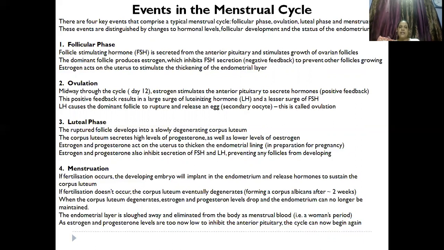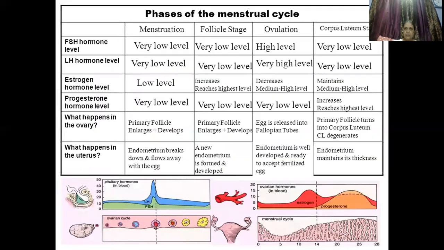Okay, so if the fertilization occurs, so if the sperm enters into the female reproductive system and if the fertilization occurs, the developing embryo will implant in the endometrium and release the hormones to sustain the corpus luteum. That means once the egg is fertilized, the process of cleavage, the blastula and the gastrulation takes place, and the entire, here if you just see here, 1 minute.